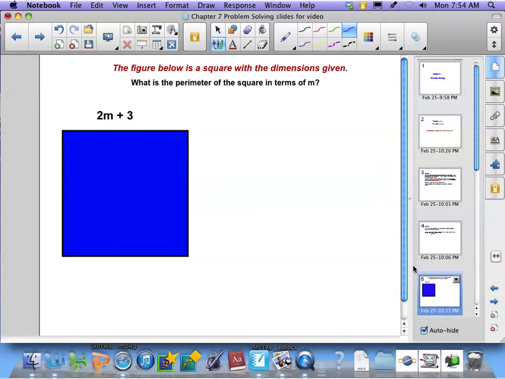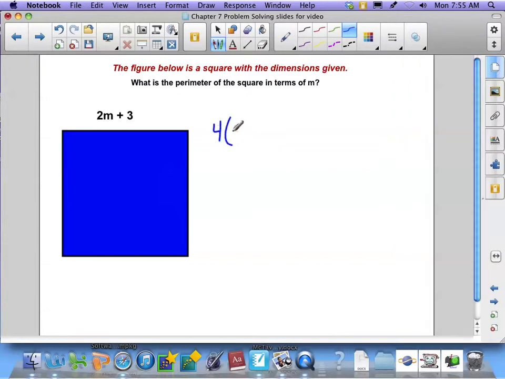So the figure below is a square with the dimensions given. What is the perimeter of the square in terms of m? Now remember, perimeter means the distance around an object. So you could take this side, 2m plus 3, and add it 4 times. Or you can do 4 times 2m plus 3.